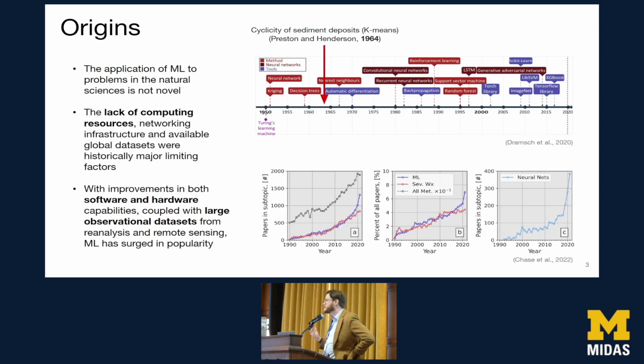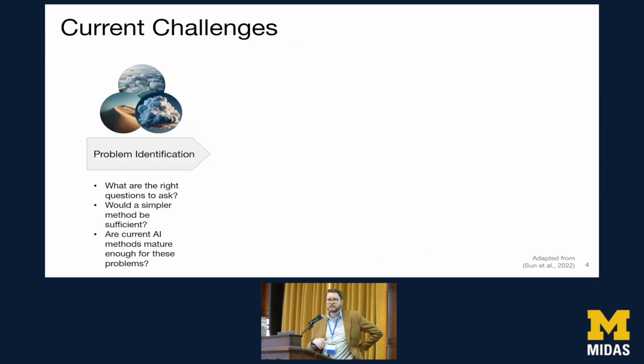I get asked at conferences a lot, when we see all of these different machine learning models come up, why don't we just replace all of our Bayesian retrievals, et cetera, with machine learning, these fancy new approaches? And I always have to say there are many good reasons for that. The first of which is just thinking about problem identification in general. What are the right questions to be asking here? And do we have the tools that we need to really address them? Would a simpler method be sufficient?